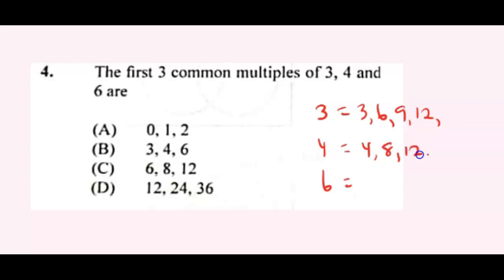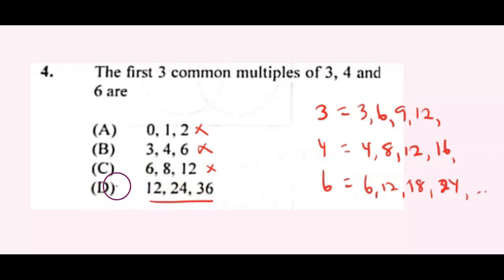The first 3 common multiples of 3, 4, and 6 are... The first thing I'll do is list 3, 4, and 6, and list their multiples. So that'll be 3, 6, 9, 12, etc., 4, 8, 12, 16, etc., 6, 12, 18, 24, etc. So it looks as if A can't be the answer, B wouldn't be the answer either, neither C, therefore this one, D, will have to be the answer. So number 4 is D.